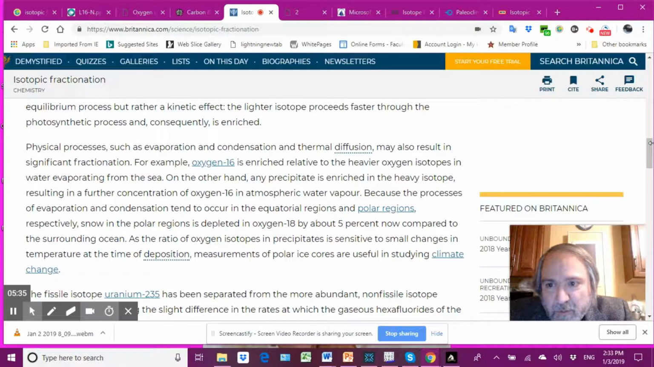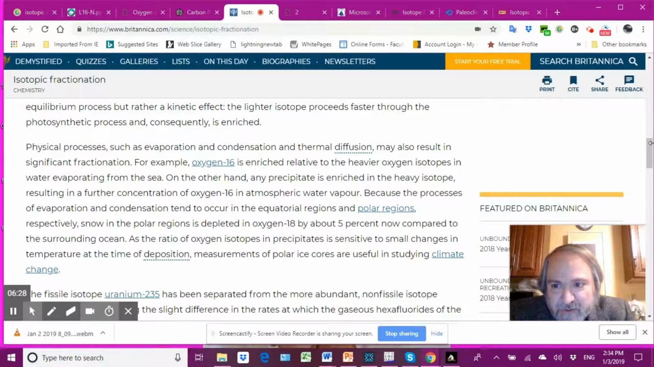Physical processes such as evaporation, condensation, and thermal diffusion may also result in significant fractionation. For example, oxygen-16 is enriched relative to the heavier oxygen isotopes in water evaporating from the sea. On the other hand, any precipitate is enriched in the heavy isotope, resulting in a further concentration of oxygen-16 in atmospheric water vapor. In other words, as more O18 is pulled out to form shells and tests, the likelihood of more O16 going into the atmosphere is increased. That's what they're saying. And hence the enrichment, further concentration of oxygen-16 in the atmospheric water vapor.